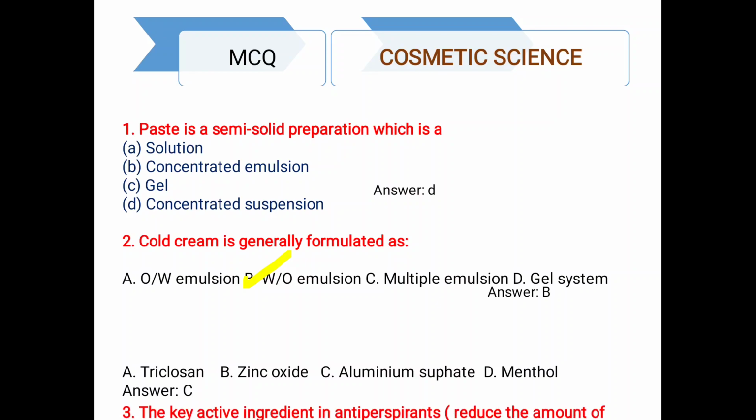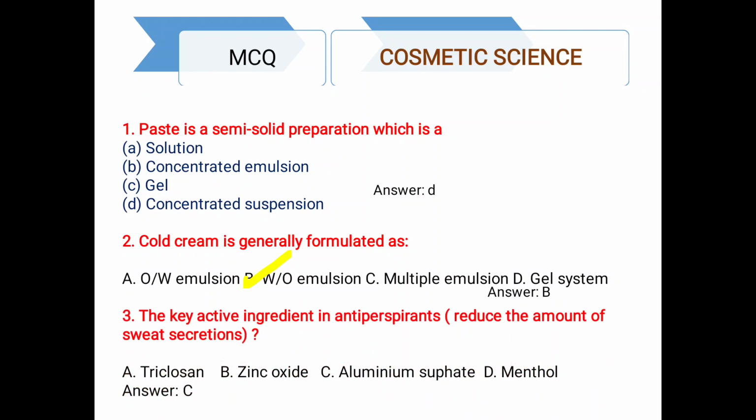Next question, the key active ingredient in antiperspirant. Antiperspirant means reduce the amount of sweat secretions. A, triclosan, B, zinc oxide, C, aluminum sulfate, and D, menthol. So aluminum sulfate is a category of antiperspirant, means it can reduce the amount of sweat secretion.